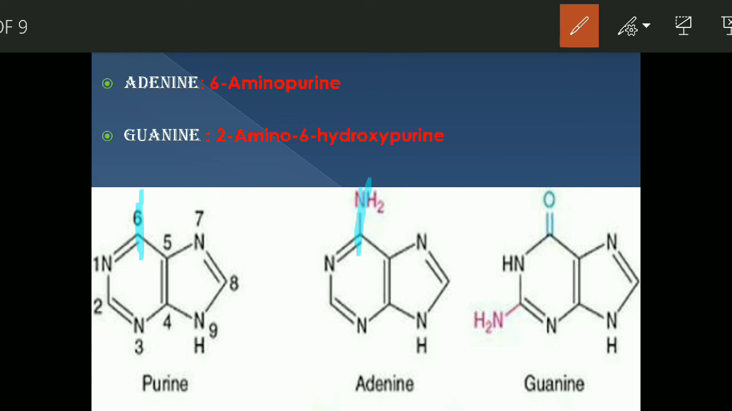For guanine, the IUPAC name is 2-amino 6-hydroxypurine. On the second position, this is the second position, we have the amino group in guanine, and on the sixth position we have a hydroxyl group which has tautomerized to the keto group. The carbon prefers to form a keto group rather than a double bond with nitrogen, and that's the phenomenon of tautomerism, which I already explained.